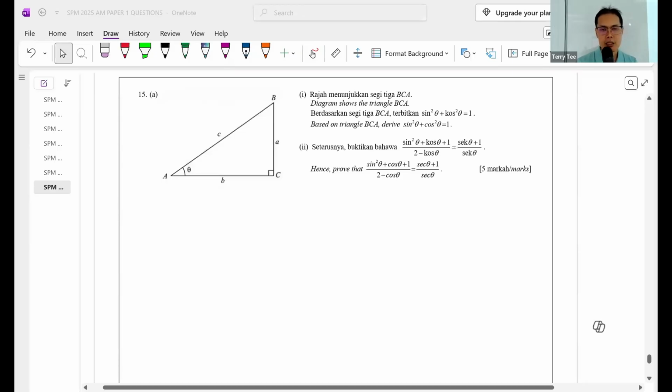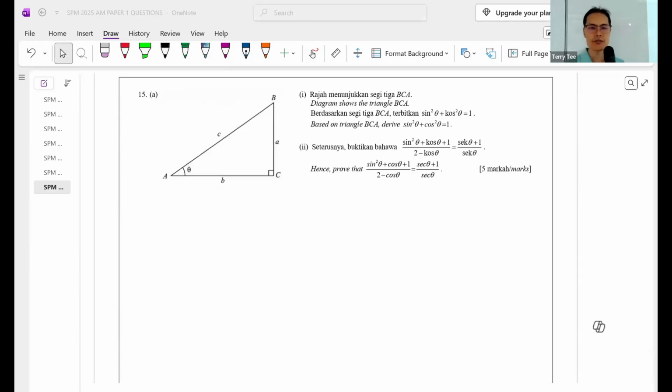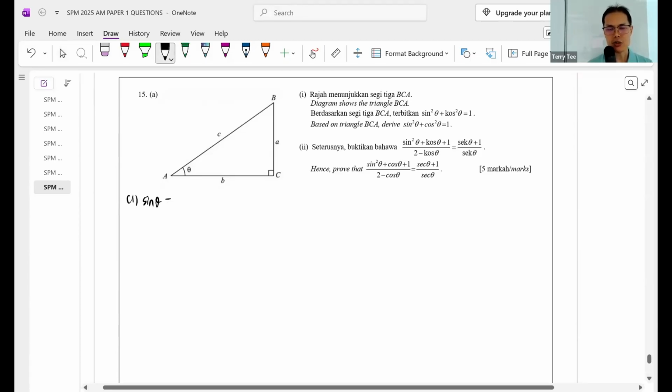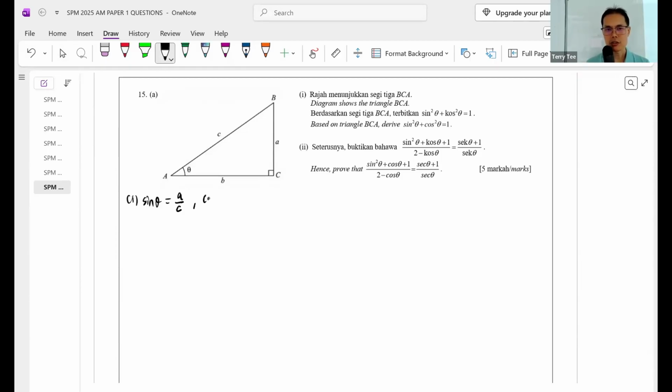Ready? Last question for this paper, question 15a. So normally, to derive a trigo identity, they will give you a triangle or diagram. So here they give us a right angle triangle. You're supposed to derive sine squared plus cos squared equals 1. So it's quite easy actually. Why? We know your sine. Based on this triangle, everybody, what is sine? Sine is a ratio of opposite over hypotenuse. How about cos? Cos is the ratio of adjacent over hypotenuse. By the way, opposite is A, adjacent is B, hypotenuse is C.